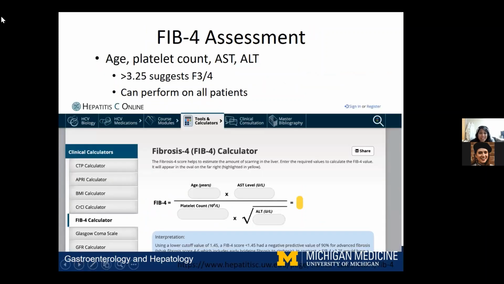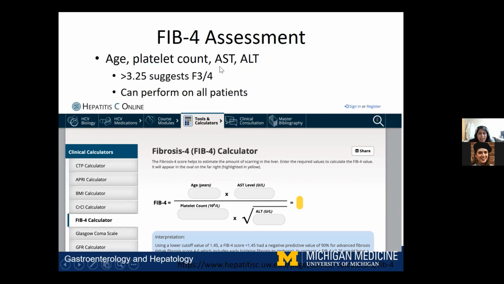So what is a FIB-4 assessment that I just mentioned we can all do in our practices? This is a calculation that includes 4 variables: age, your platelet count, the AST, and the ALT. I never memorized this formula. There are so many nice online calculators that you can access. This one's at the University of Washington Hepatitis C website, but if you just Google FIB-4 calculator, it'll take you to the same type of tool in a number of different places.